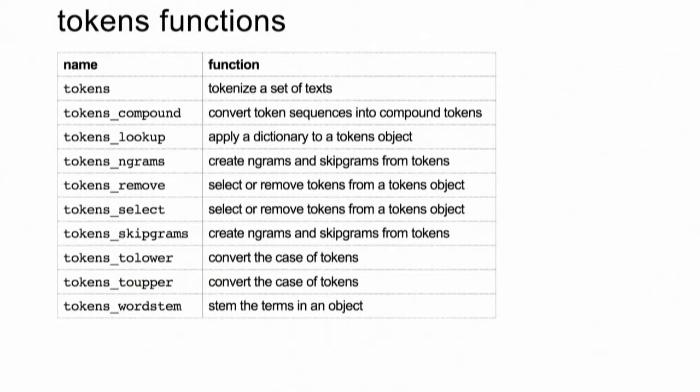These are the tokens functions. We have functions for creating ngrams. We have functions for selecting. We have functions for removing. We can create word-stemmed versions of tokens. We can use tokens lookup. I'll give you a brief demonstration of that shortly. You can look up your tokens according to a dictionary to convert them into keys in a dictionary. You can compound them. You can take multi-word phrases and compound your words with underscores to treat them as single words. The Germans do this every day when they speak, but in English you have to do this manually.